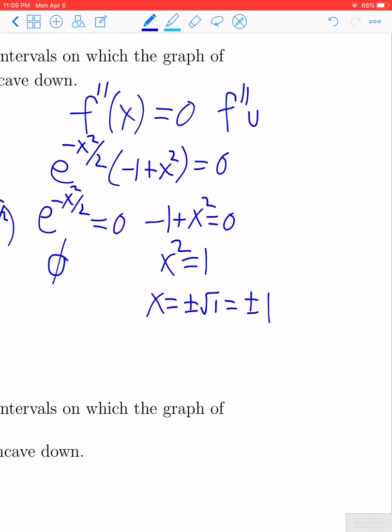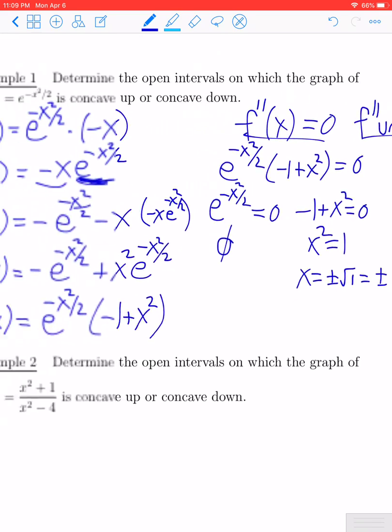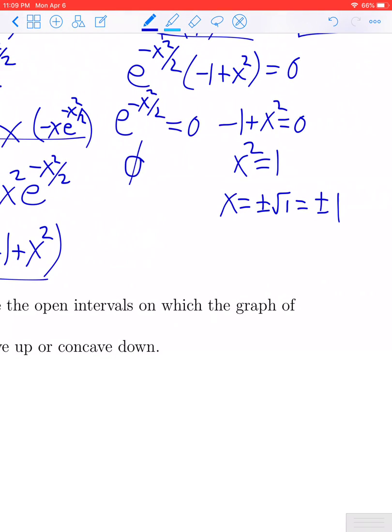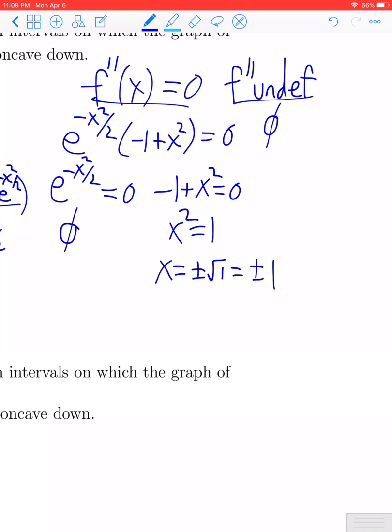We should also look for the places where potentially f double prime could be undefined. If I go back and look at the form of f double prime, it's an exponential times a polynomial. This exponential is going to be defined for all real numbers, as is the polynomial, and therefore so will be the product of the two. So f double prime is going to be defined everywhere. There would be no places where our second derivative would be undefined. So altogether we get 2 numbers that we're going to use for our sign chart. Those 2 numbers are positive 1 and negative 1.